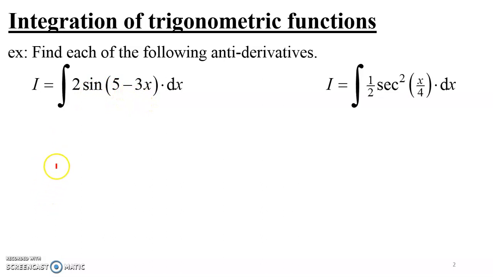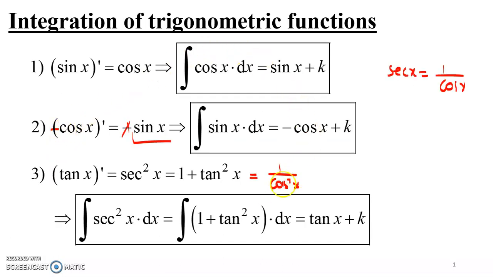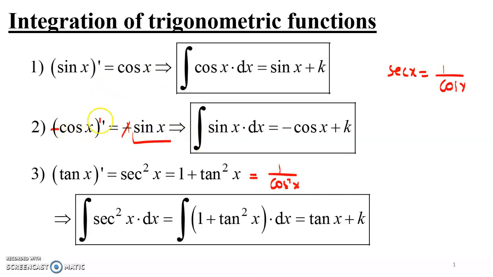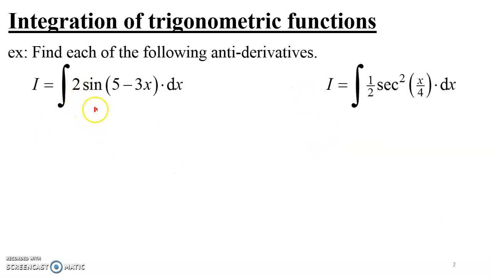In order to use the compound formula, we'd need to refer to our table of integrals in order to find the rule that should be used here. So since the linear expression is inside sine, then according to the table of integrals, the integral of sine x dx is negative cosine x plus k.